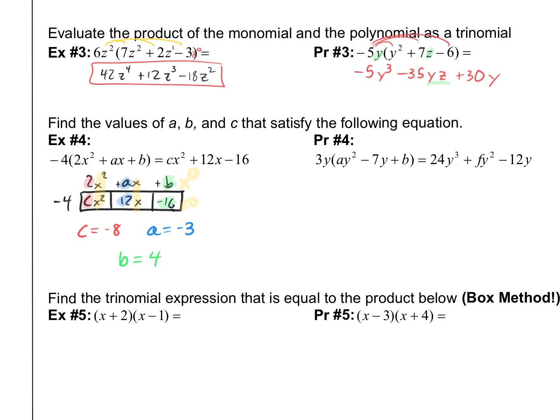So I want you to try to do the same thing here with practice 4. Give it a shot. And again, unpause the video when you're ready to check your work.